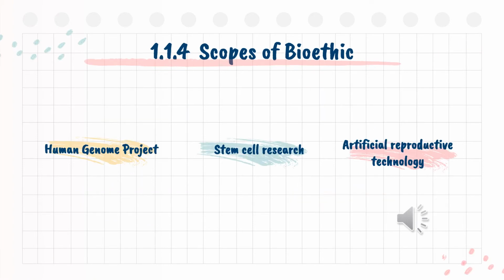Scopes of bioethics. There are three scopes of bioethics. The first one is the Human Genome Project. The second one is stem cell research. And the third one is artificial reproductive technology.